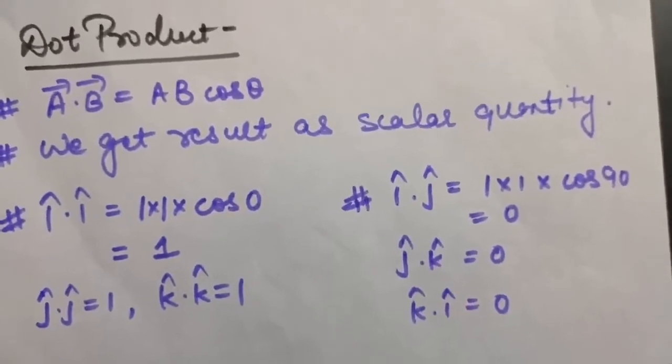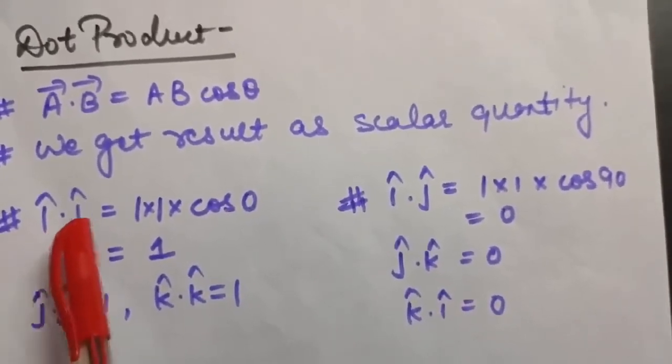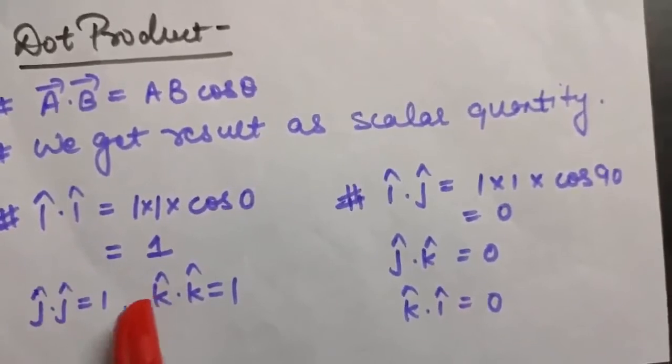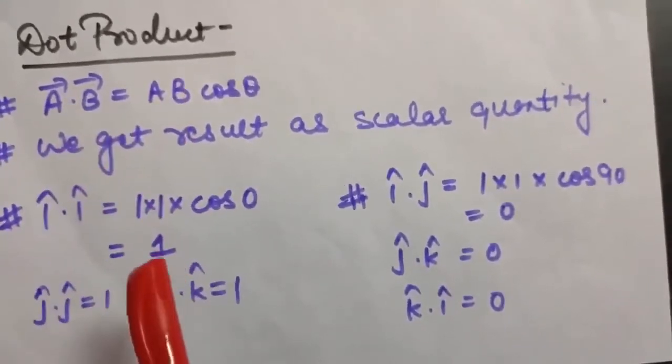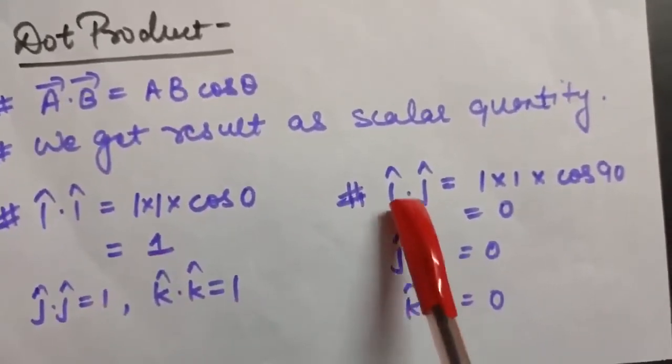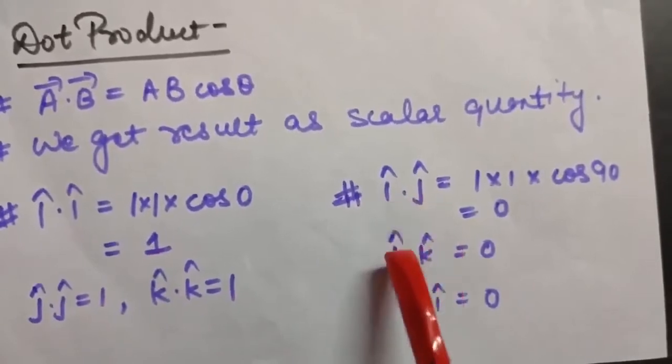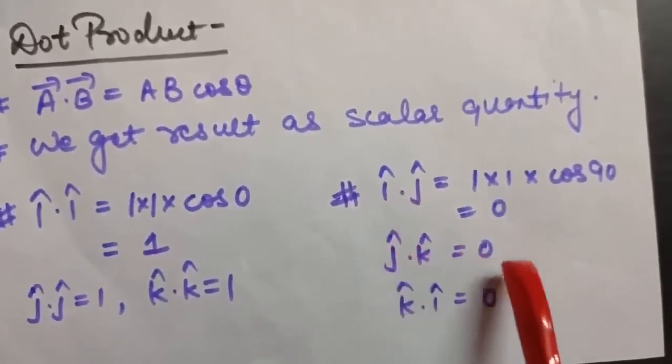So you can remember it like this: if there are the same things, that is i dot i, j dot j, k dot k in a dot product, the answer will be 1. And if there are different vectors, then the answer will be 0.